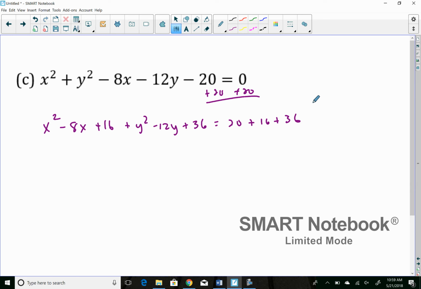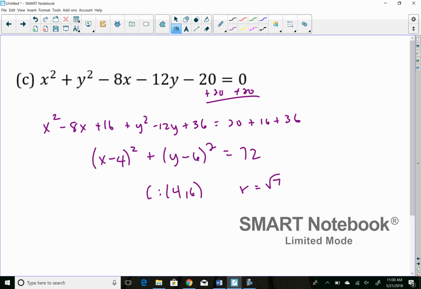I know I'm going through this one a little bit quicker, but we've just done a couple, so try and follow the steps. To factor that, it's going to be x minus 4, so x minus 4 squared. Minus 6, so I have y minus 6 squared. And if I do some quick addition here, 16 plus 36 plus 20 is 72. So the center is going to be 4, 6. The radius is the square root of 72, which breaks down to 36 times 2, or 6 square root of 2. So remember, we want to try and simplify all those.